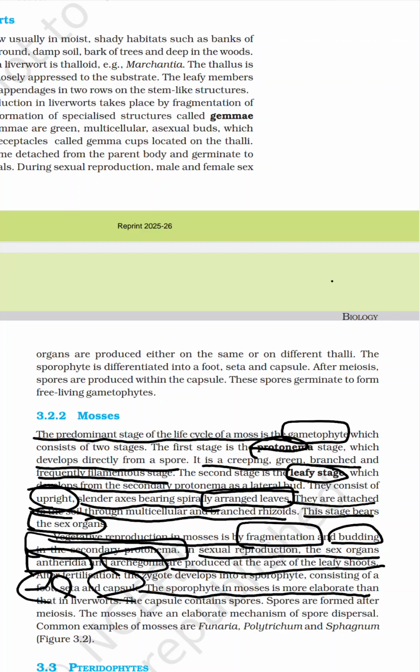So the capsule contains the spores. It doesn't contain the elaborate structures seen in the liverworts. Spores are formed after meiosis. The mosses have an elaborate mechanism of spore dispersal. So here the examples of the mosses are Funaria, Polytrichum, and Sphagnum.